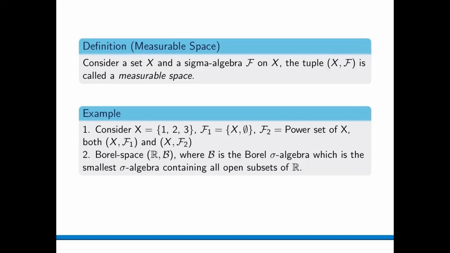The second example is real space. It consists of the set of real numbers and the real sigma algebra on the real numbers. What is the real sigma algebra? The real sigma algebra is the smallest sigma algebra that contains all the open subsets of R. This is a very common and important thing in probability theory.